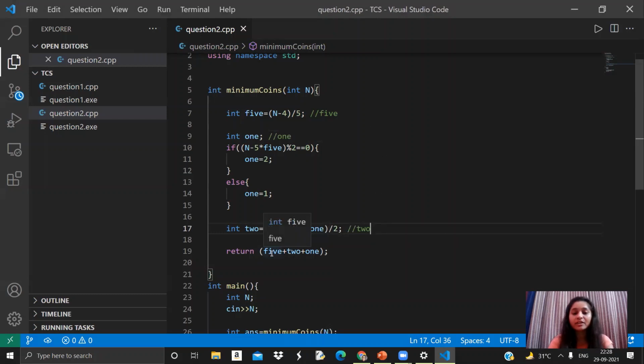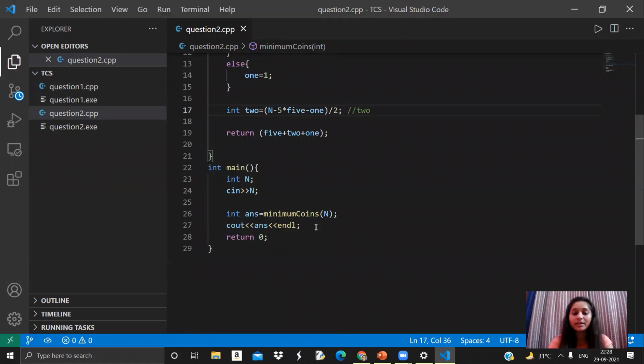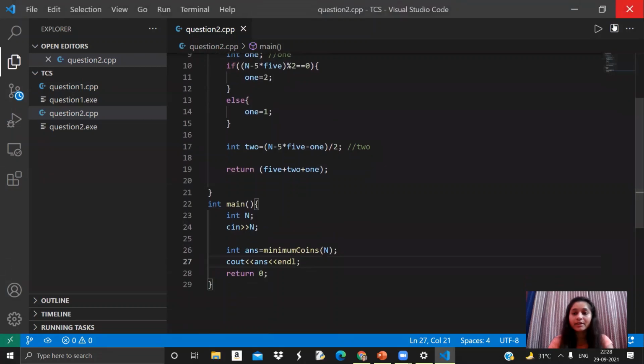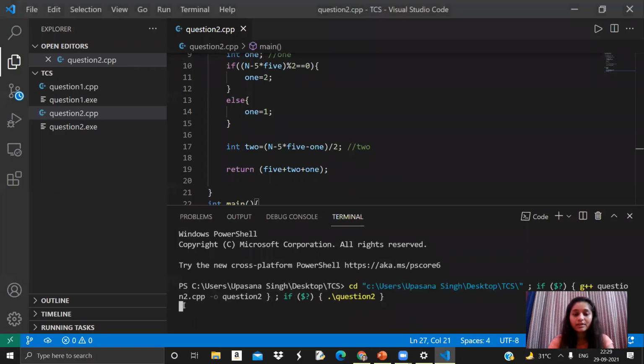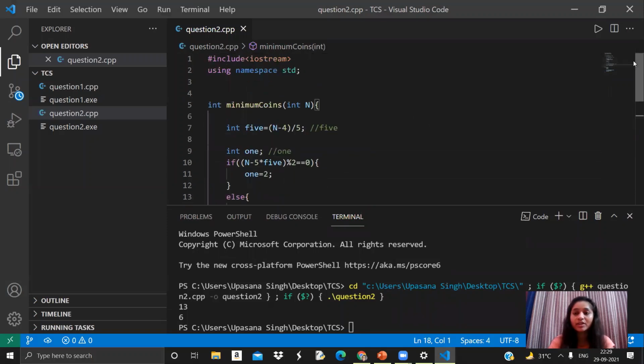So I'm returning 5 plus 2 plus 1, and this value will get stored into my answer, and this value I'm printing. Let's run this code as well so that you can get a better idea. Here I'm giving 13, and if you remember, the answer should be 6, because we have already seen that the number of points required will be 6. So let's run this program, and yeah, I got 6 as the answer. You can check it for any number, and this will work. You can implement it first, and then check it.